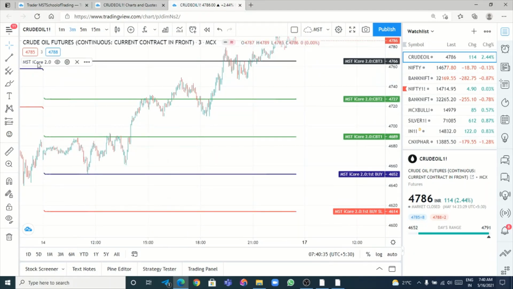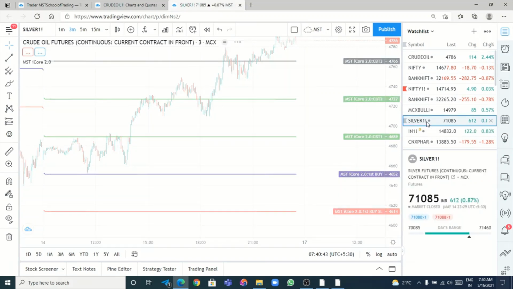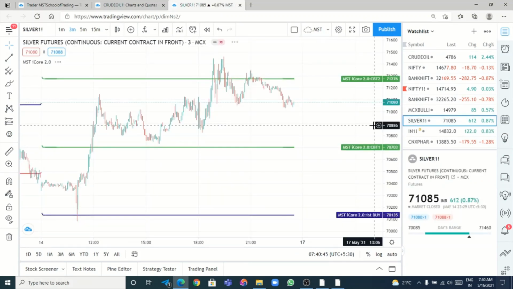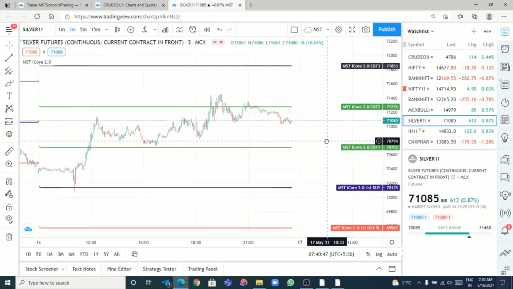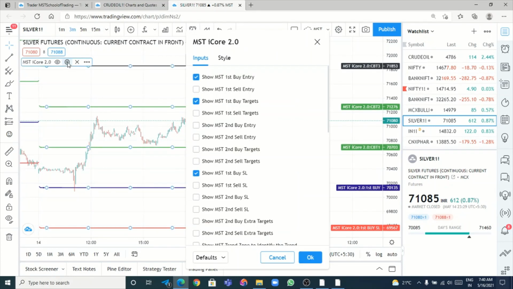That's all. Similarly, if sell activated, then we have to be in the sell trend. I will show you one more example, for silver. See in the silver, what happened? I will reset to the default settings first.